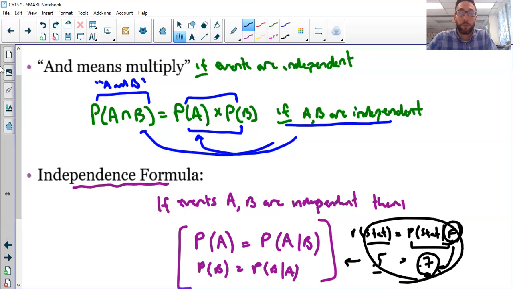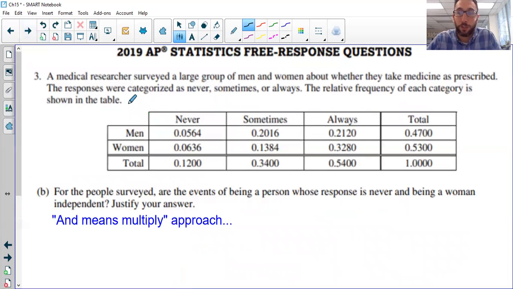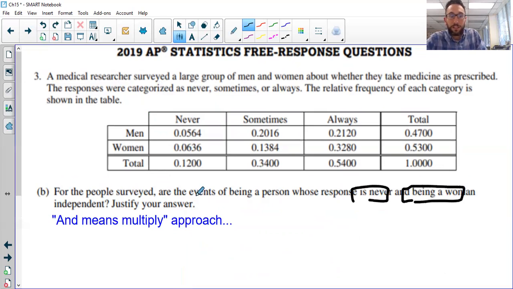So let's see how we could use both of those for the 2019 free response. We looked at this question the other day in our class, and we skipped over part B at the time, or maybe just thought about it as a bonus. So here we want to look at, for the people surveyed, are the events of being a person whose response is never and being a woman independent? And we've got to justify our answer. That means we've got to show some math. So there are two different ways you could do this, and we'll look at how to write it up.